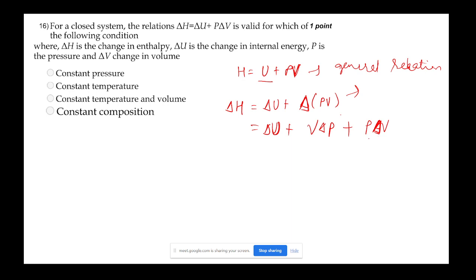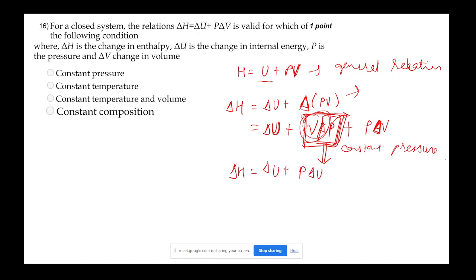Okay. So here the given equation is delta H equals delta U plus P delta V. Here they are not showing this term, which means that delta P is 0, because V will obviously not be 0. So delta P is 0, which means constant pressure. This is the definition of enthalpy, which is nothing but the change in energy at constant pressure. So constant pressure is the correct answer and this is the derivation for it.